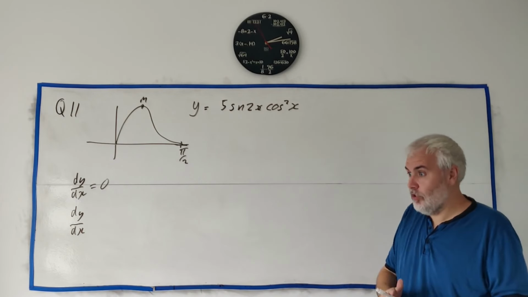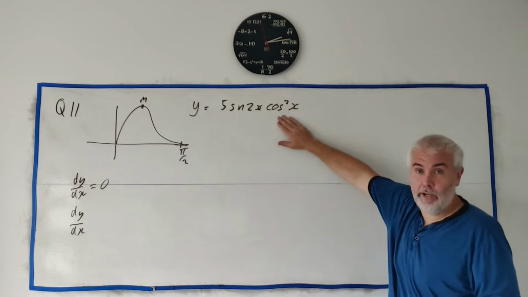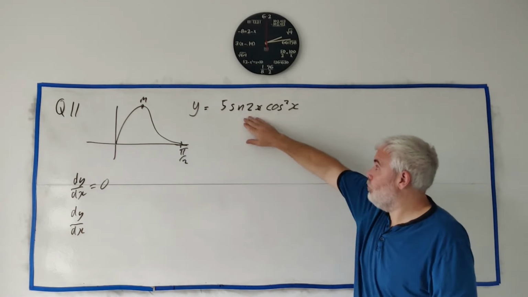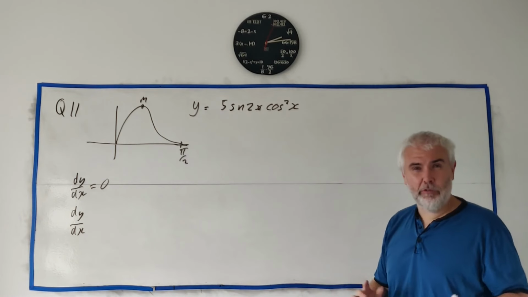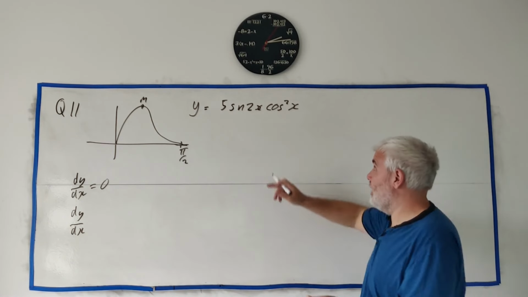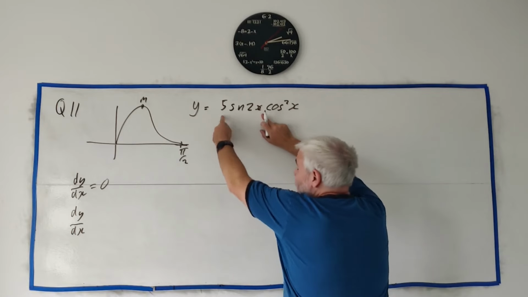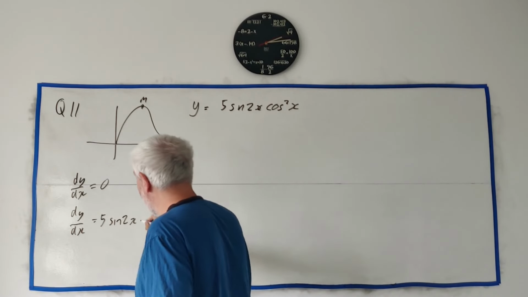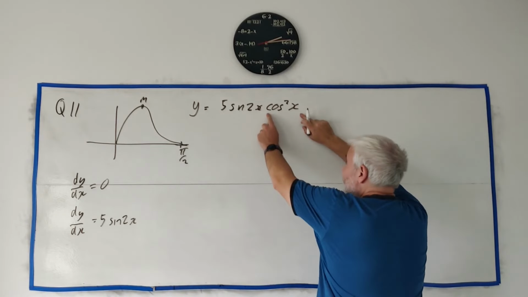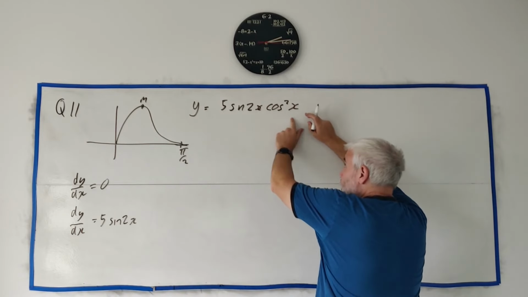The first thing I would just try and do is just differentiate what we have here. We have two terms. That's the product rule. They're both multiplying. Product rule is not too hard to deal with. I take the first term, leave it alone. So let me write that out. 5 sine 2x. I'll leave that alone. And I'll multiply it by the derivative of this one.